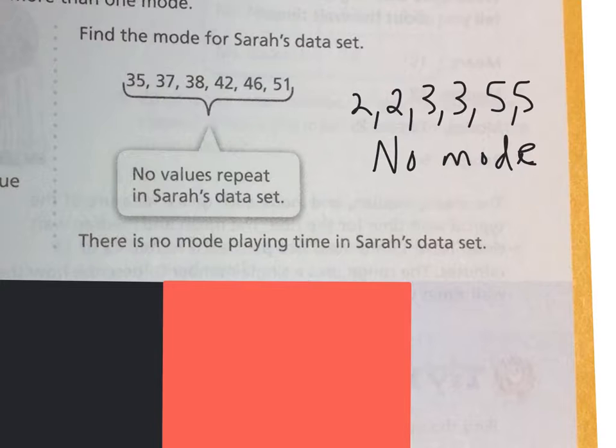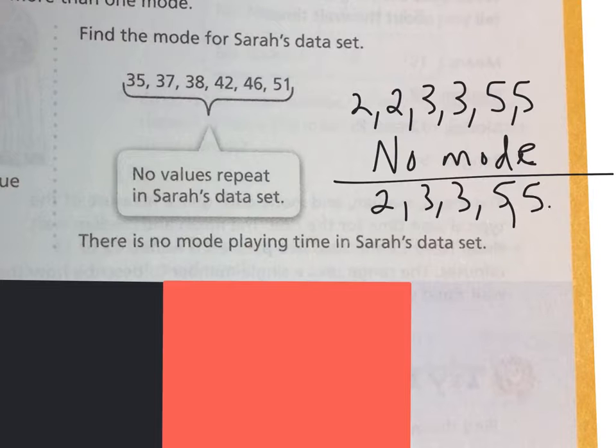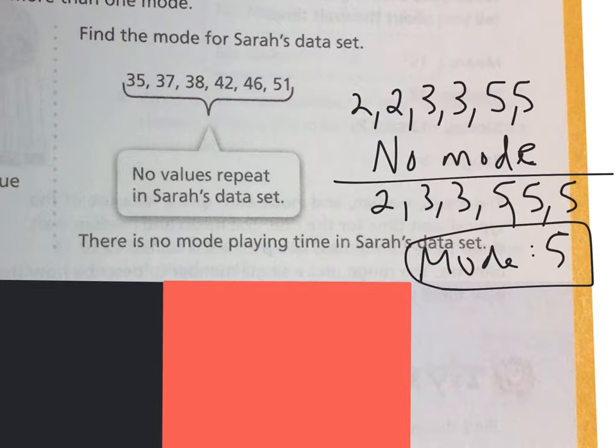Okay, so we can't just say, well, it happens more than once. Similarly, if I have something like 2, 3, 3, 5, 5, 5, what's my mode? Mode would be 5, okay? So sometimes when you first learn about these things, you kind of go overboard with something happening twice and it's automatically the mode. That's not necessarily the case. It has to happen more often than the other numbers for it to actually be the mode.